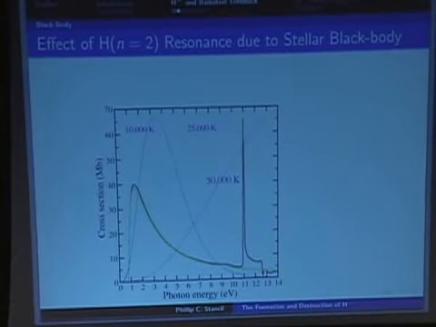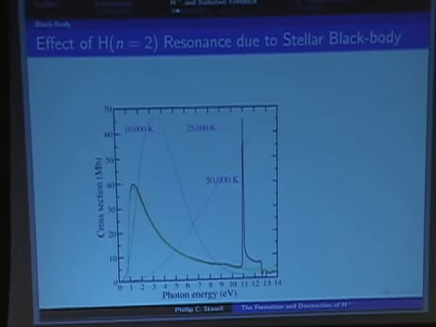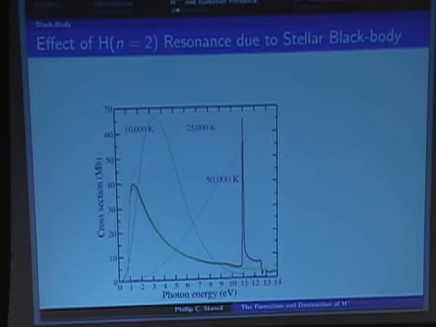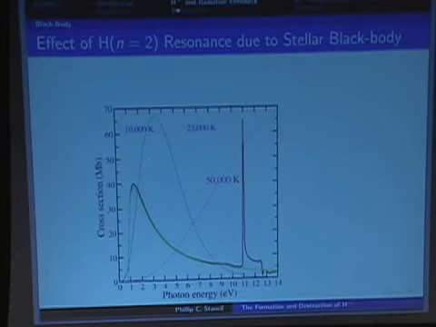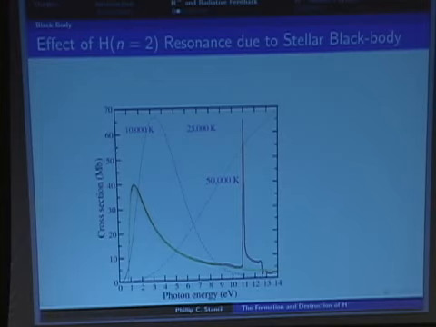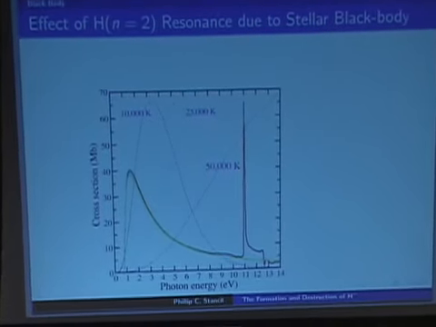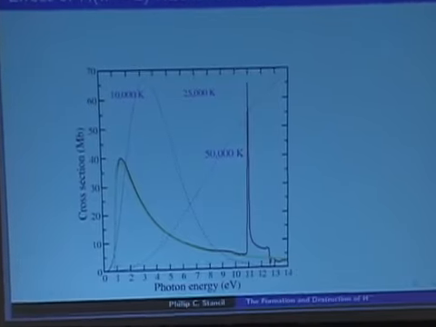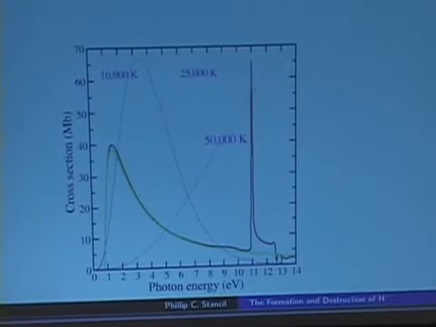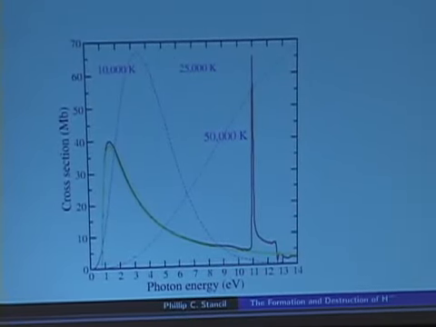So I plotted here again the cross sections, and now here I've overlaid spectra for black bodies at 10,000, 25,000, and 50,000 Kelvin. So the high temperatures really access the resonance, while the lower temperatures go down here to look at the broad peak near threshold. And in the middle, at 25,000, we kind of fall between those two features.